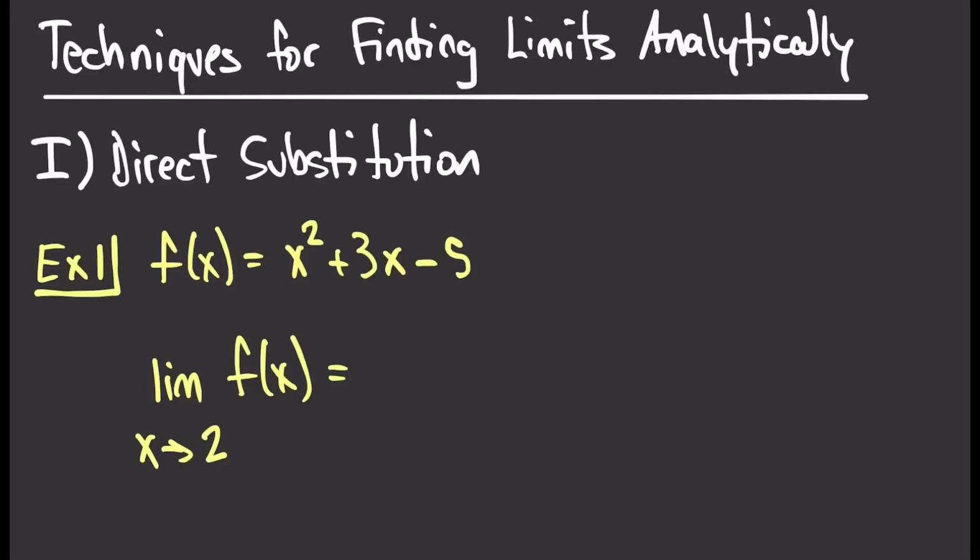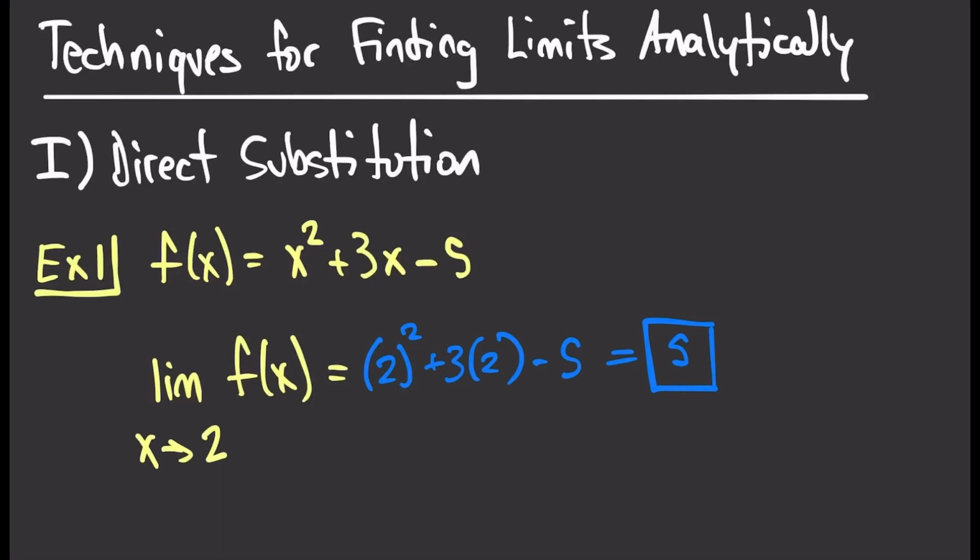Next, we have techniques for finding limits analytically. The first method, direct substitution. Here we've got a function f of x equals x squared plus 3x minus 5, quadratic, parabola. I want to find the limit of that function as x approaches 2. Well, the first thing you would try to do always when finding limits is this direct substitution. So I'm going to take this function and plug in a 2. 2 squared plus 3 times 2 minus 5. All right, some quick arithmetic. 2 squared is 4, plus 6, 10, minus 5, that's 5. That is the limit. So I found the limit, but what does this mean?